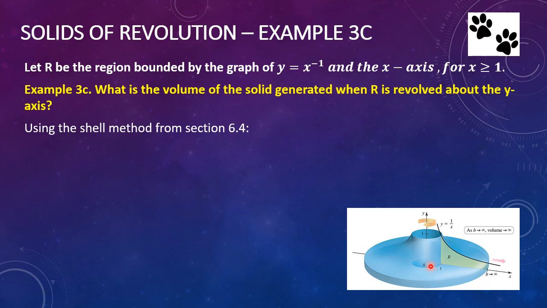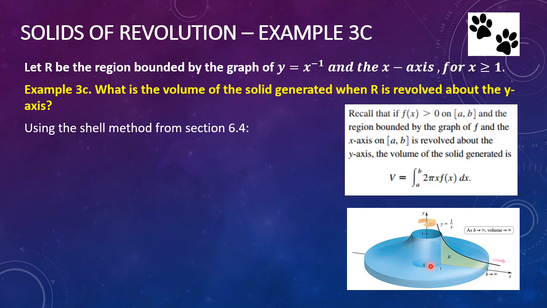Do you recall the formula for the shell method? The volume is equal to the integral from x equals a to x equals b of 2 pi x times f of x dx.